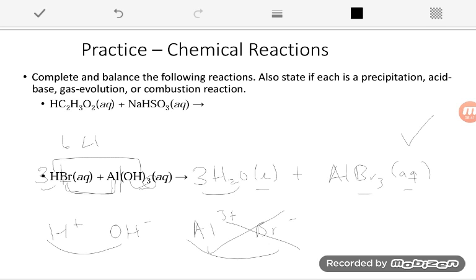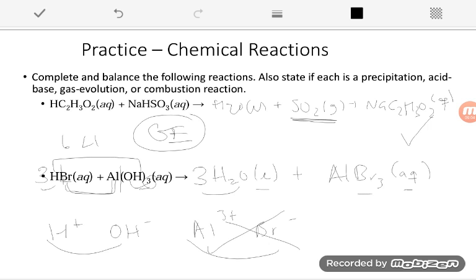Oh, one last thing. I forgot to determine what kind of reactions these were. So if we go back, we had liquid water, SO2 gas, and sodium acetate up here. It was aqueous. All right, so this first one, as soon as you see a gas, you know this is a gas evolution reaction. So if you produce a gas, it's going to be gas evolution.